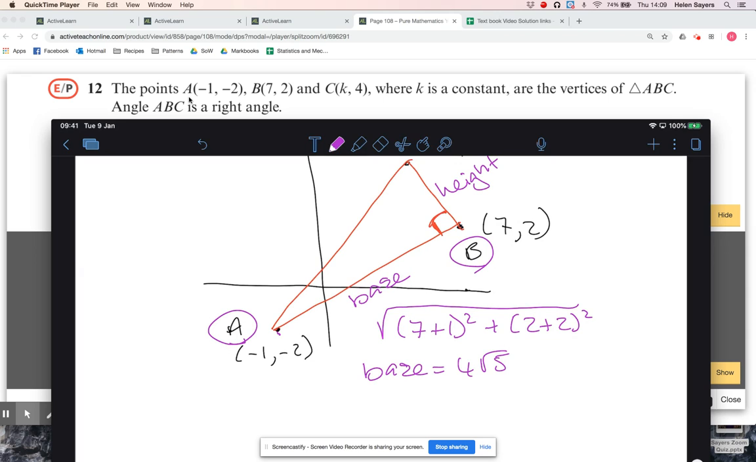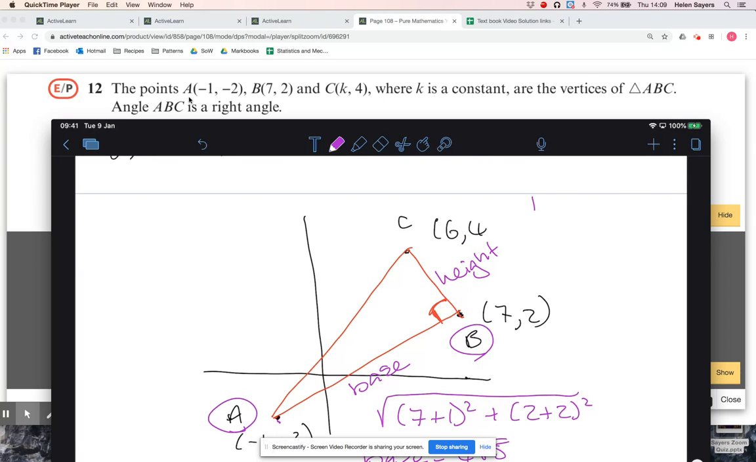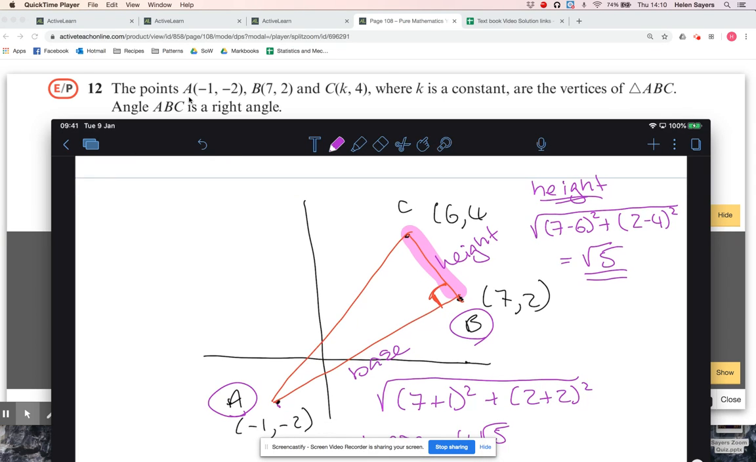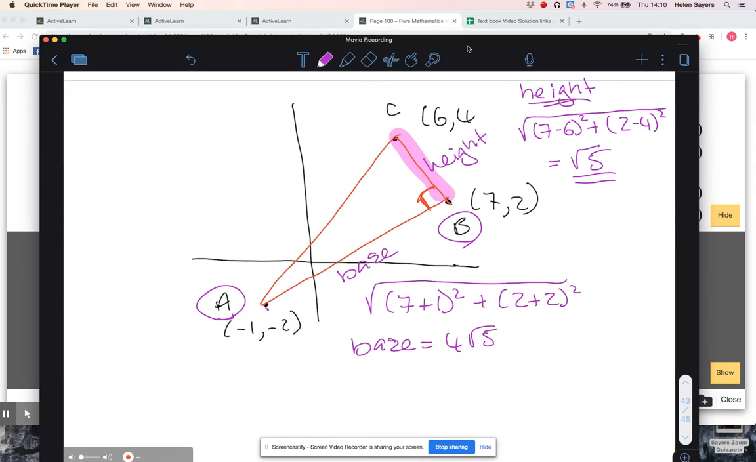Okay, the height, we can put that in up here. So the height is the distance between those 2 points. So that is going to be the square root of 7 minus 6 squared plus 2 minus 4 all squared. So what's that going to be? 1 squared plus -2 squared. So that is going to be root 5.